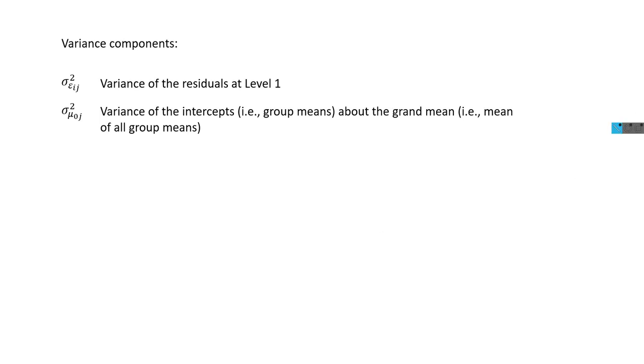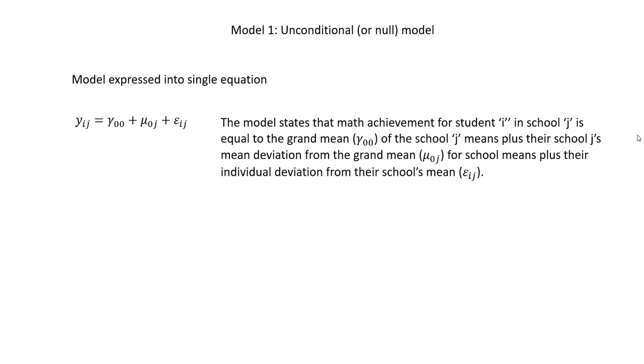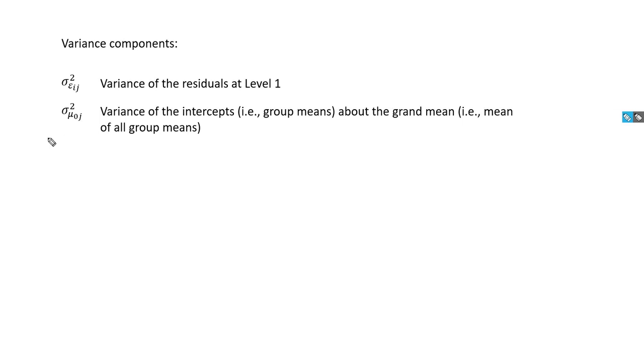A couple of other pieces of notation. We want to talk about the variance at level 1 and level 2. For the unconditional model, we're going to be estimating 3 parameters. The first parameter is the fixed effect related to the intercepts, which is the grand mean of the intercepts across the schools. The other two parameters being estimated are the variances. The first is the variance of the residuals at level 1. Remember that we previously used the notation epsilon ij to designate a residual at level 1.